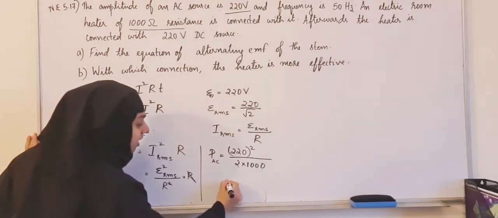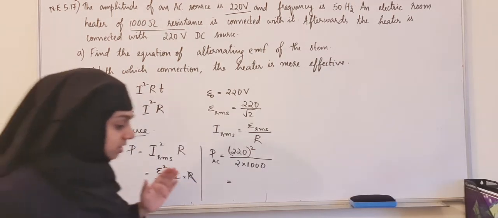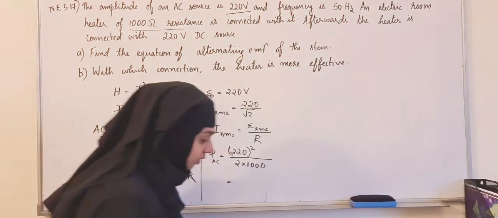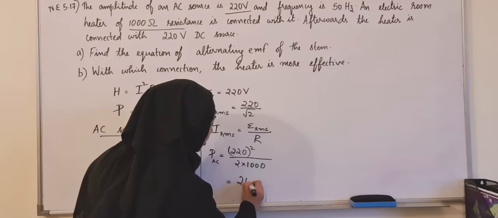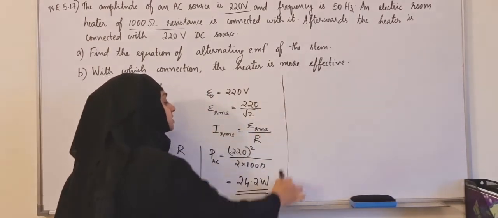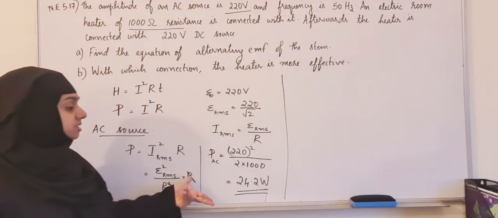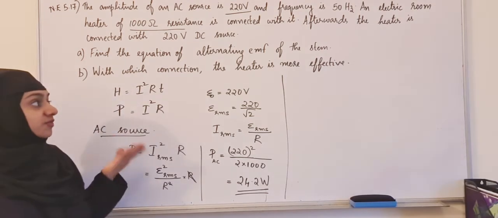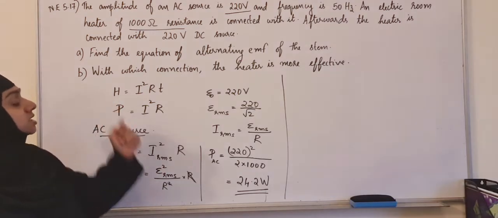So for the AC source, if you calculate this, you will get a value of 24.2 watts. So that is the power which is converted to heat per second when we use an AC source. Now let us find what the power will be when we use a DC source.